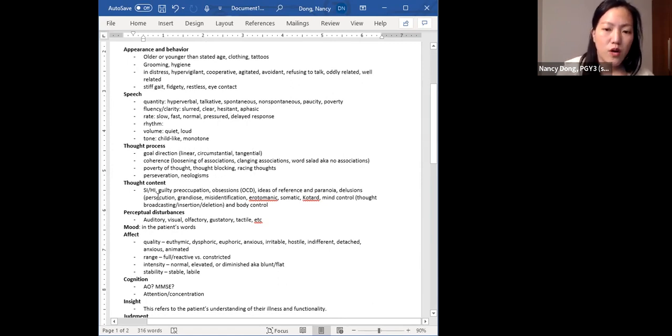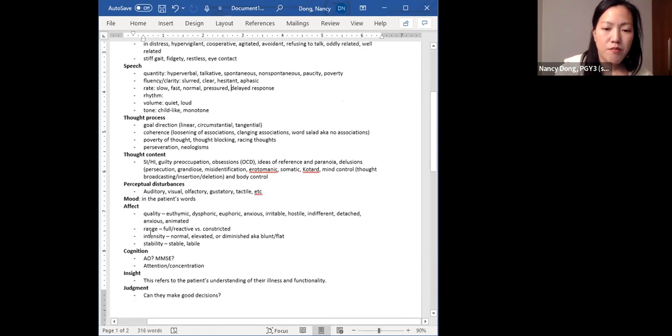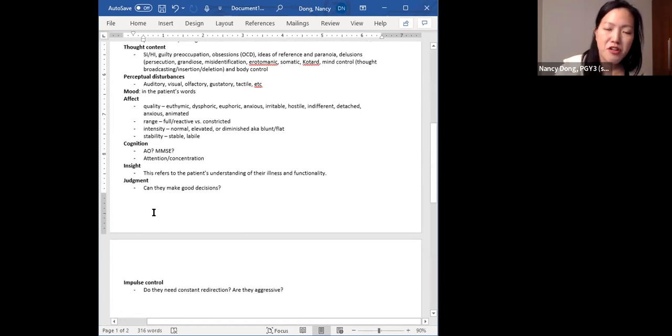Thought content is what are they thinking about? Here's where you would put suicidality, delusions, paranoia. Then perceptual disturbances are the hallucinations. Mood is an easy one. Ask them what the mood is and you put it in your own words.